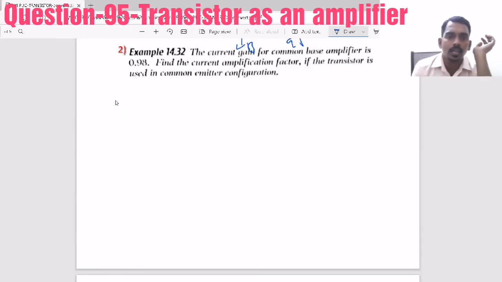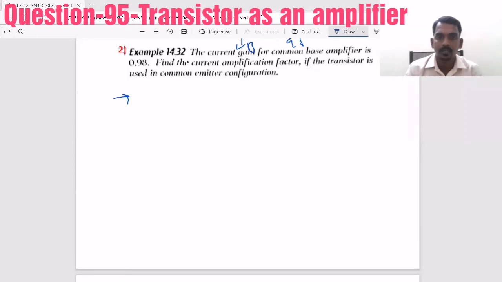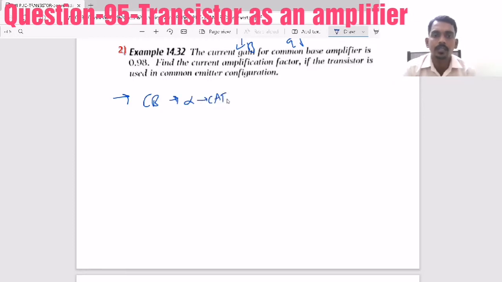Now the next thing is the current gain for common base. Remember that common base means alpha. Alpha is the usual representation of the current amplification factor. Common emitter means beta. Here they have given the alpha value as 0.98.